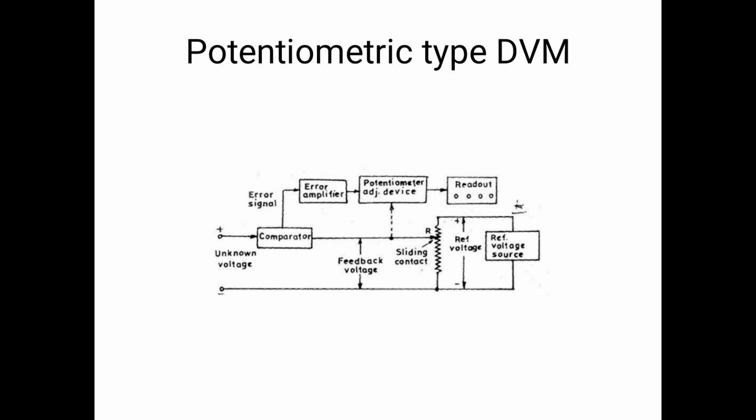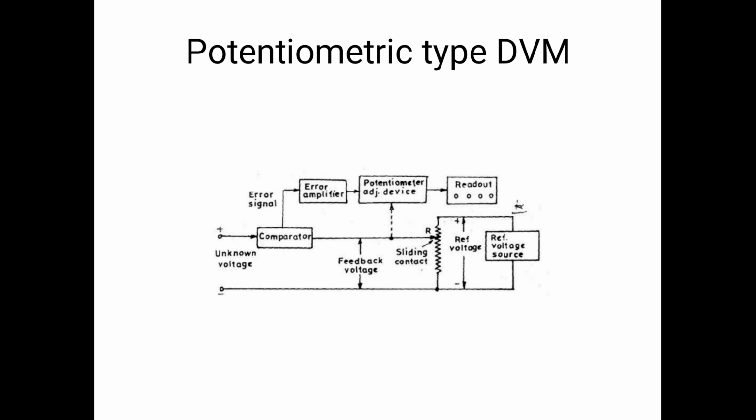If the two signals deviate, an error signal is produced. That error signal is given to the error amplifier. Here there is a pot adjustment device, which moves a sliding contact in order to make the reference voltage equal to the unknown voltage that we want to measure. Finally the contact gets moved and placed in the required position, which is equal to the unknown voltage.